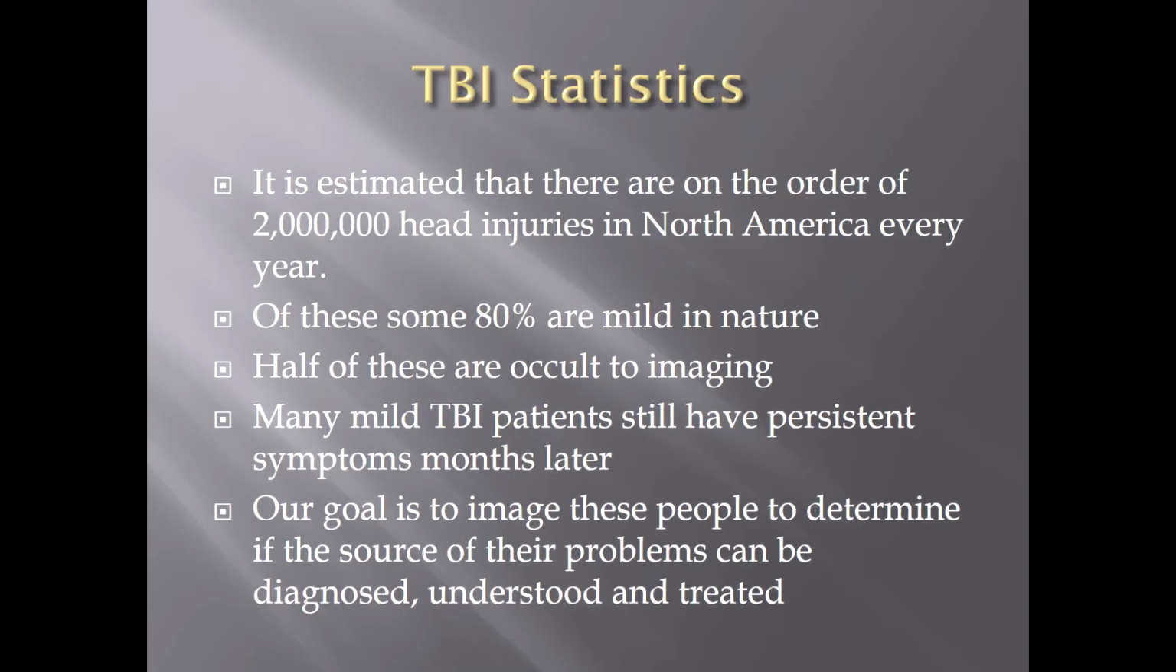It is estimated that there are about 2 million head injuries in North America every year. About 80% of these are mild in nature, and half of these are occult to imaging. That means that no imaging methodology, CT, MR, PET, are able to pick up problems for these patients, despite the fact that many mild patients have persistent symptoms that will occur for several months after their accident.